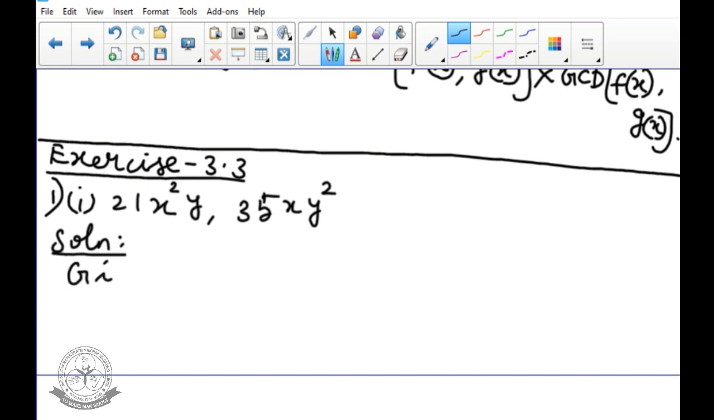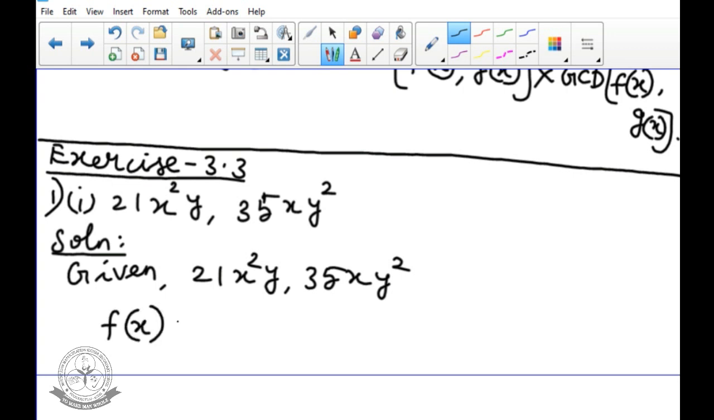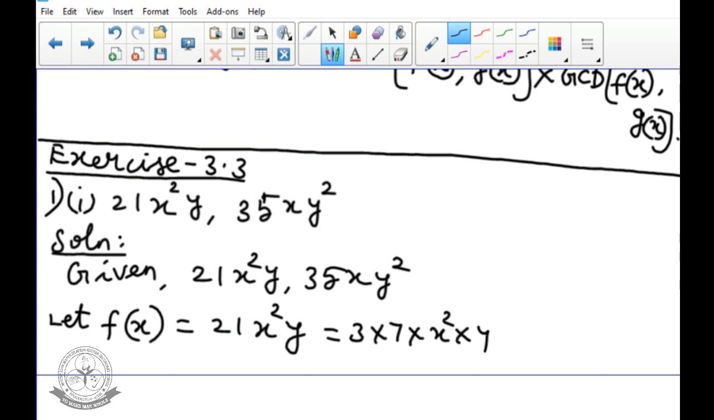Given 21 x squared y comma 35 x y squared. These are the given two expressions. The first one we have to assume f of x. Let f of x equal to 21 x squared y. This one we can write like this: 3 into 7 into x squared into y.